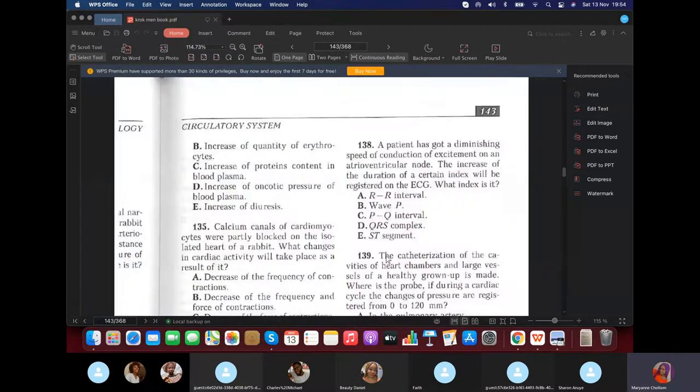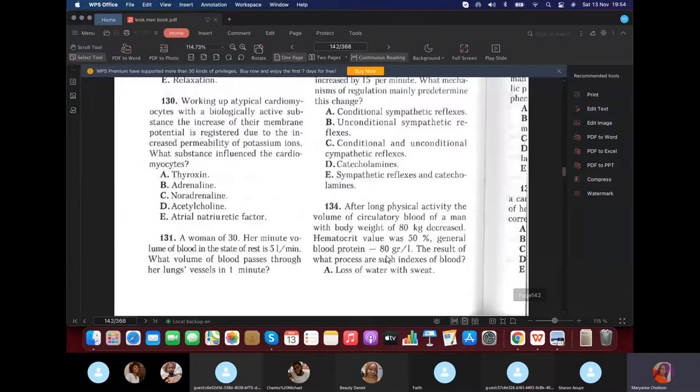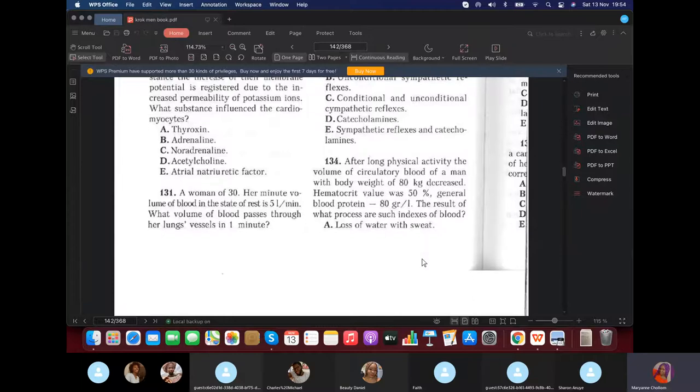It's not an increase of erythrocytes. There was no stimulation of erythropoiesis. You understand? The person was performing physical activity, so the person lost water with sweat.